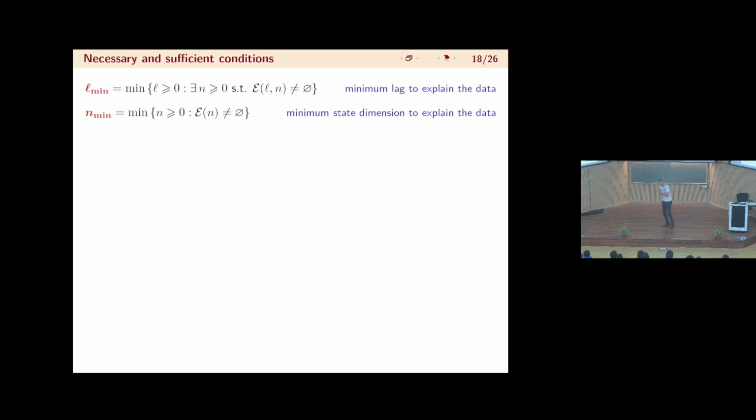Well, to formulate necessary and sufficient conditions for informativity for system identification, these two numbers were involved, L-min and N-min. What was L-min? Well, this was the minimum lag of any system explaining the data. And similarly, N-min denotes the minimum state space dimension of any explaining system.